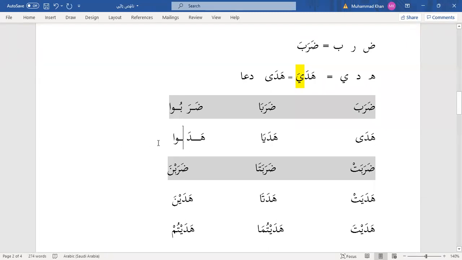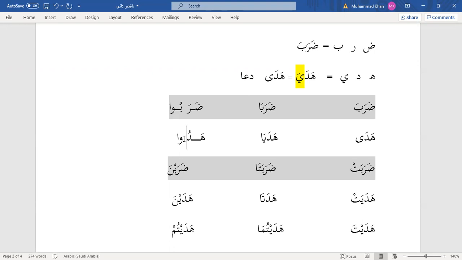Hadau, correct? Yes, but one more thing that we need to see. What is compatible with wow? Dhamma. So we have to put dhamma over here. Hadu. So it will be hada, hadaya, hadu. So it has become the same, by the way. Da'a, da'awa, da'u. Hada, hadaya, hadu.